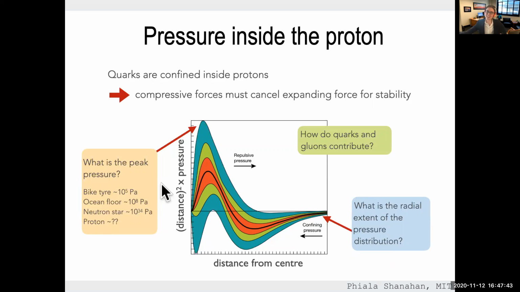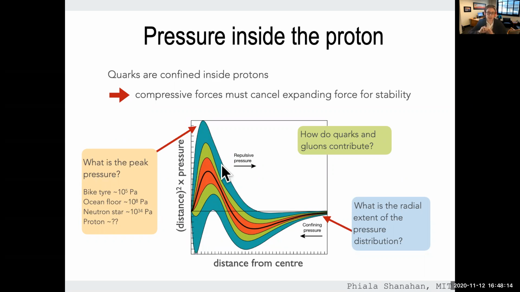What I'm showing here is the radial distance out from the center of the proton, that distance squared times the pressure. And here on the horizontal axis, that radial distance out from the center of the proton. And you can see that this is the quantity that has to integrate to 0 for stability. So if we make a cartoon and say there's a repulsive pressure at the core of the proton balanced by a confining pressure as you move out further along the radius, we can ask some questions about this distribution, such as how do quarks and gluons contribute?